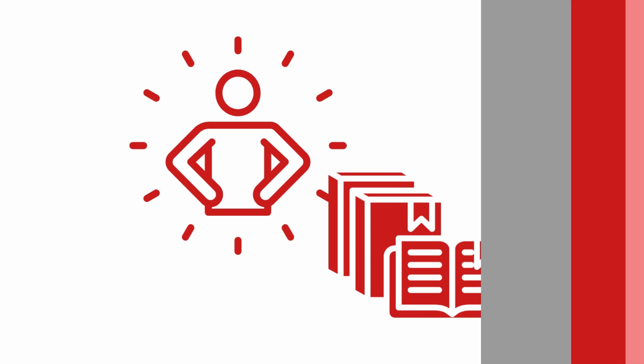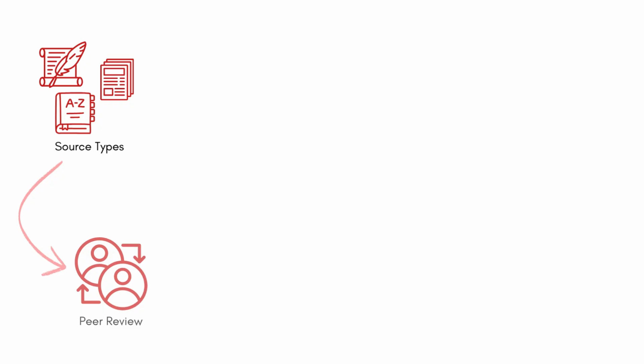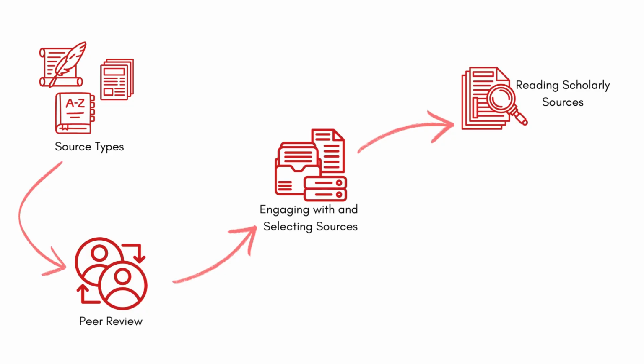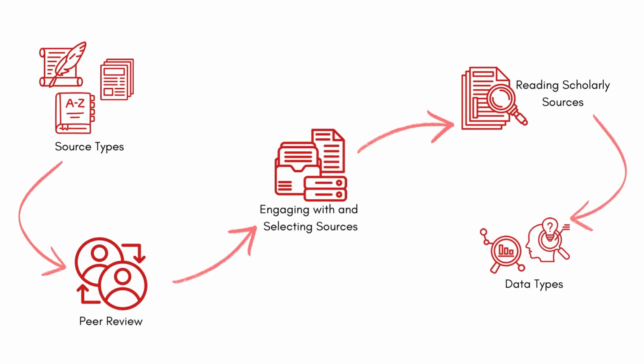Now let's take a look at everything we've learned. We've discussed primary, secondary, and tertiary sources, learned about the peer review process, explored how to engage with and select sources, discovered tips for reading scholarly sources, and got to know the different types of data and how it relates to information and knowledge.